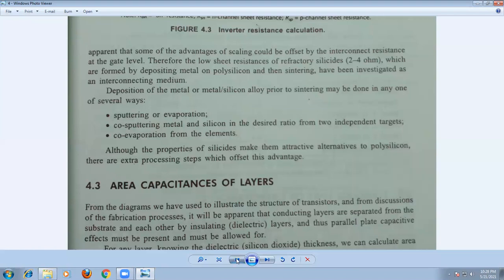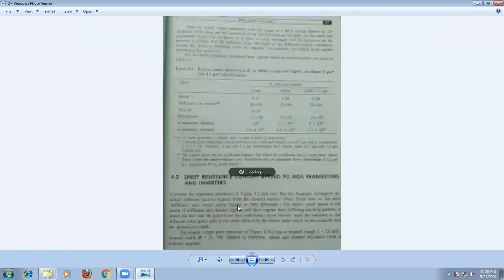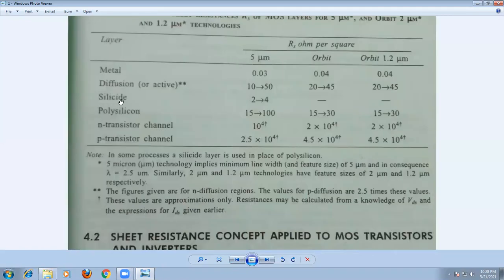Just observe, go back to the previous slide. See, this is the silicide. It is 2 to 4, but for polysilicon the sheet resistance is 15 to 100. They vary depending upon the doping concentration. Now, what is silicide basically, and what is the difference between silicide and polysilicon? Silicide is nothing but polysilicon on which we deposit a metal, and then we sinter this structure.